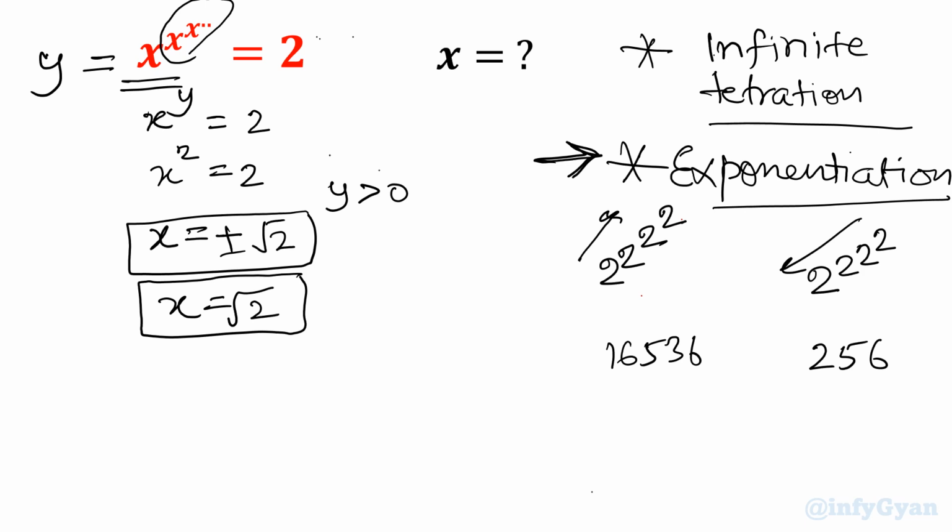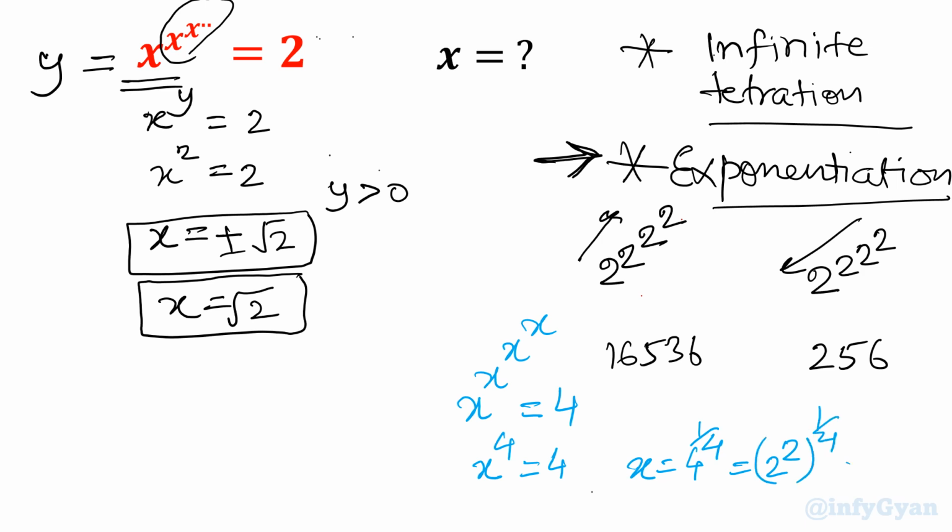You can check today's question which we solved early in the morning. This is the third video of today. The first video was x^x^x^x equal to 4. This was the morning's first video. If you solve, again you will write x^4 is equal to 4. So x will be equal to 4 raised to the power 1 over 4. So 2 raised to the power 2, whole power 1 over 4. So you will cancel that. That means root 2.